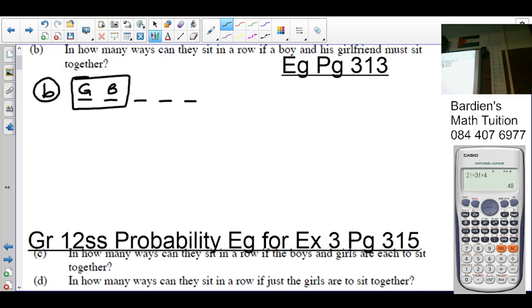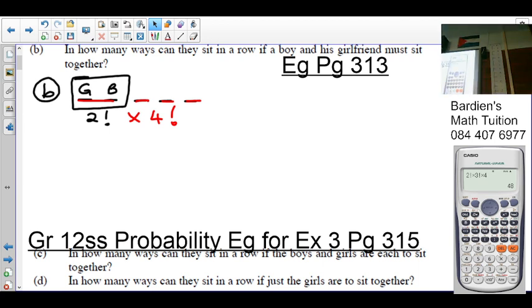Okay, so how many ways can they sit together? 2 ways, so it's 2 factorial. Not so? Then they now become 1 bit on the counting line. Okay? So how many bits do we then have? 1, 2, 3, 4. And I multiply that by 4 factorial. Okay? So it's 2 factorial times 4 factorial.